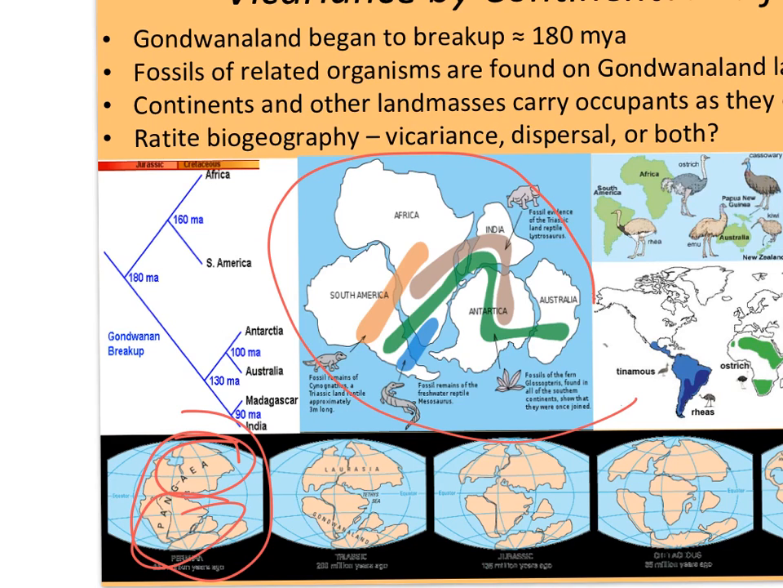So here we have this Cynognathus, a Triassic reptile, that was found throughout this area. You can find the fossils for this in South America and Africa. Let's see, this is a plant that was found all throughout Pangaea, including India, Antarctica, Australia.